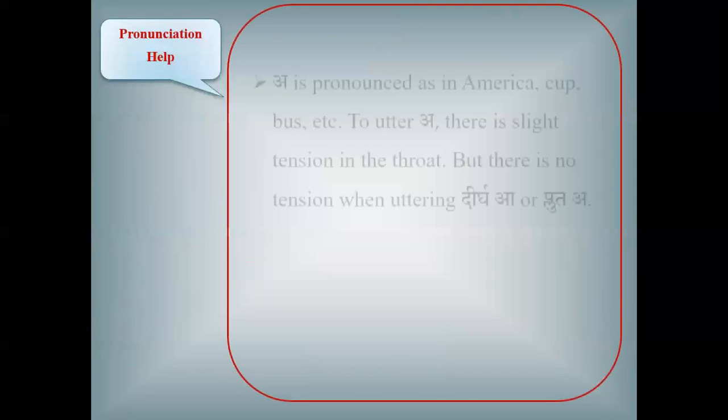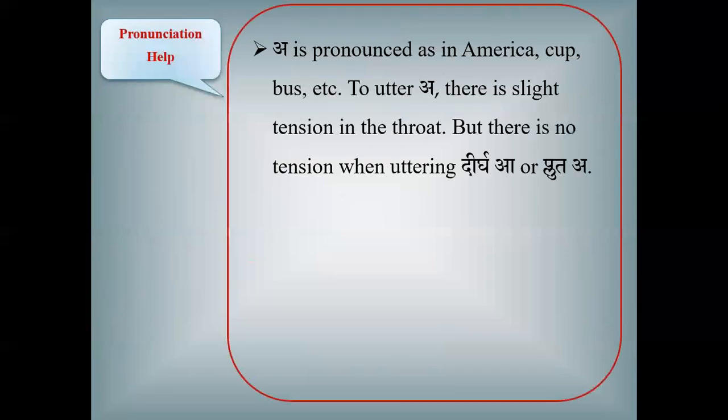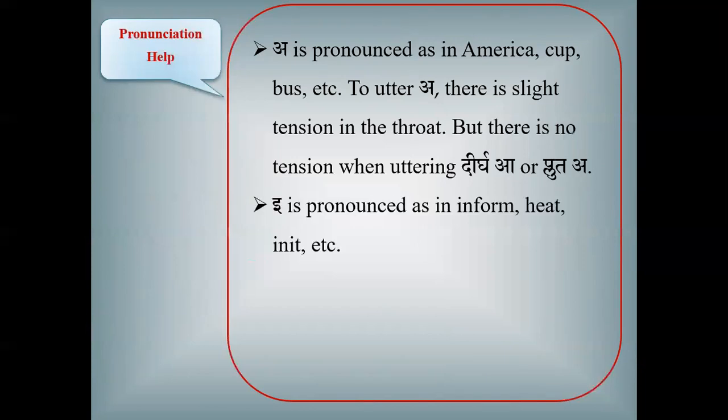Now, there's a pronunciation help. How to pronounce the letter? The letter A, for those who have difficulty, the pronunciation help is given. The letter A is pronounced as in the word cup, bus. So, to utter A, there is a slight tension in the throat. I said, it comes from the throat. Therefore, this letter is called guttural. The sounds which come from the throat are called guttural.